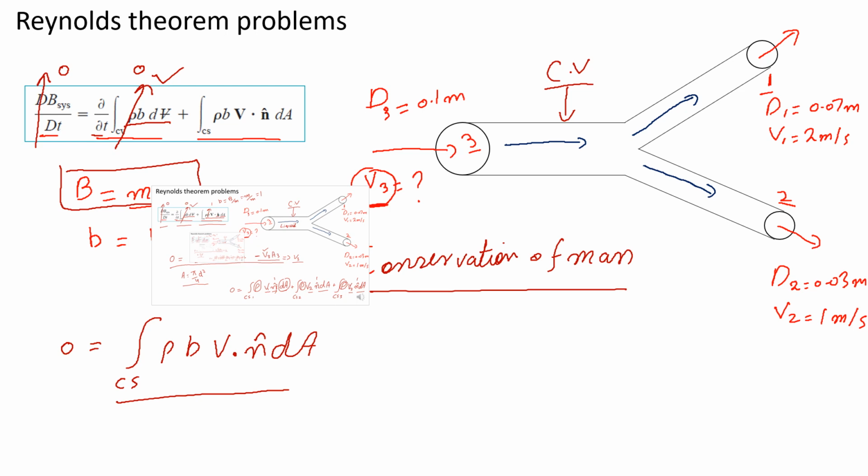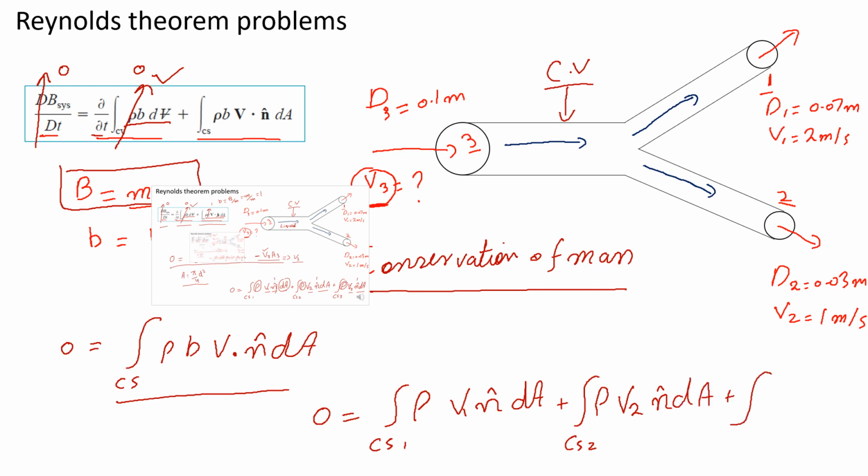So let's write it as 0 is equal to the integral for control surface 1. I'm going to write separate terms for control surfaces, that is my density, velocity v1, unit vector normal n, and dA, plus integral control surface 2, density, velocity at point 2, unit vector normal, and dA, plus for control surface 3, my density, velocity, and unit vector normal, dA. So this is how my governing equation for this scenario will look like.